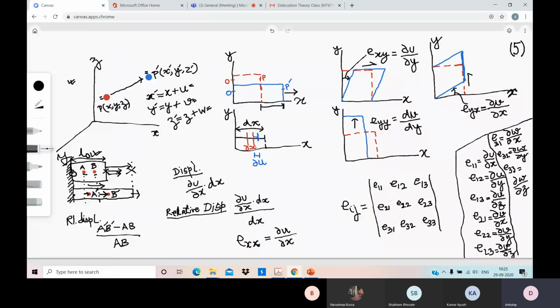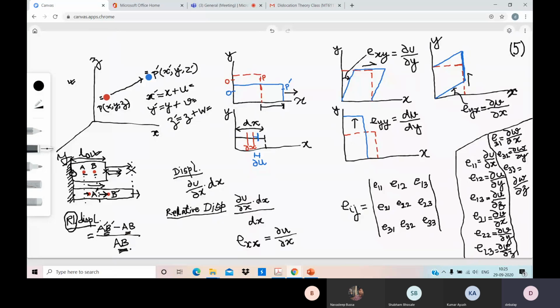So we will find the points are shifting. Initially the length was AB. Now the distance between these 2 points becomes A dashed B dashed. So relative displacement can be written as A dashed B dashed minus AB, divided by AB, because the new distance is A dashed B dashed. Initially they were separated by AB, so total net displacement is A dashed B dashed minus AB, and you have to divide by the initial distance AB, and that you will get as relative displacement. So note the word relative: it is not the displacement that we are mentioning. Displacement is A dashed B dashed minus AB, but for relative displacement you have to divide by the original distance.